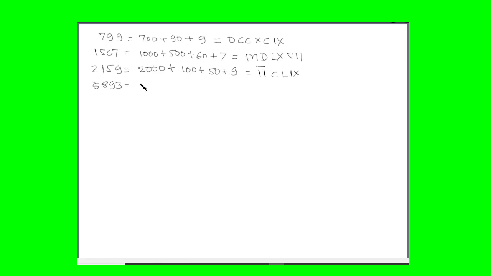This we can write as 5000 plus 800 plus 90 plus 3. We write as V and then bar on it. 5 multiplied by 1000 is 5000. 800 is DCCC. 500 plus 100 plus 100 plus 100 is DCCC.